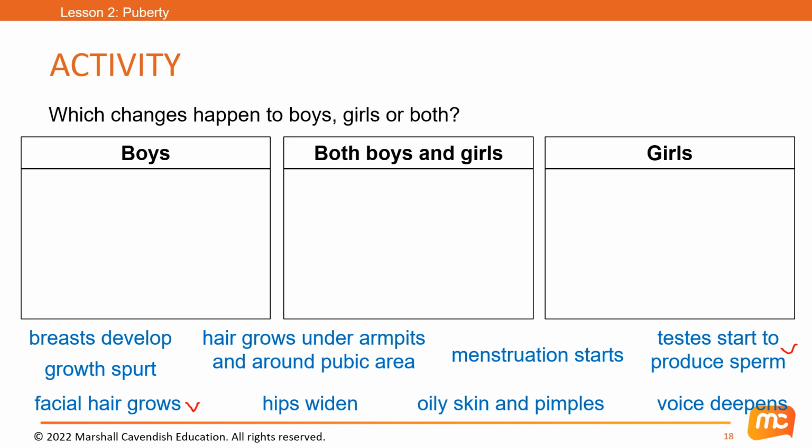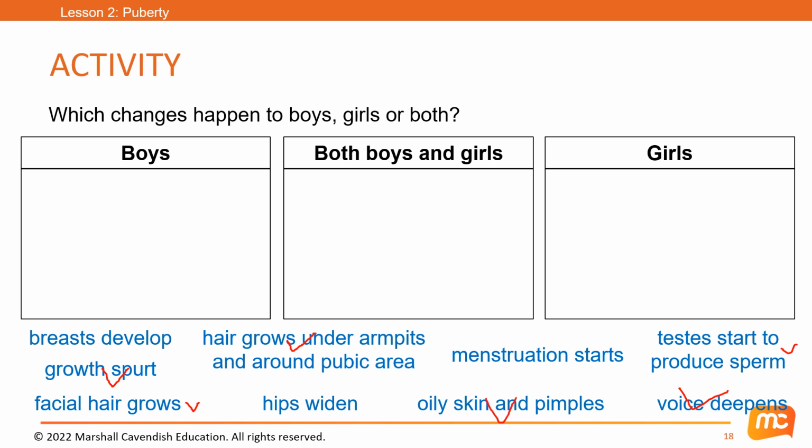Next, the voice deepens. Very good. Now let's go to the girls. Oh no, both boys and girls. What will happen to both boys and girls? The first is the growth spurt. And then what else? Hair grows under the armpits and around the pubic area. And then what else? Oh yes, good job. That's why you have lots of pimples. You will have oily skin and pimples.